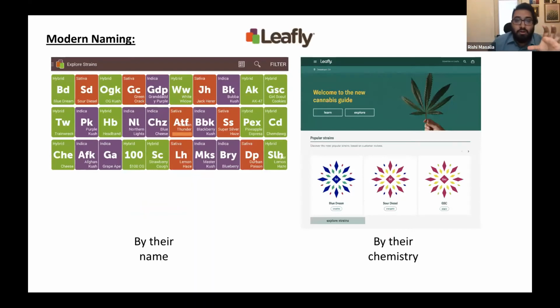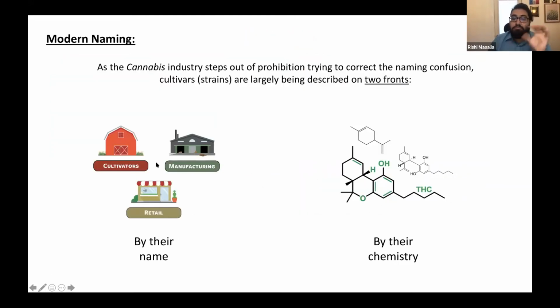Even Leafly, which is predominantly one of the major cannabis websites out there that a lot of people visit regularly, going back a slide to this: by name or by chemistry. By name is this original old school way of classifying these plants. And chemistry is this new way in which people are trying to describe plants based purely on chemistry, so the amount of CBD, THC, or terpenes found in those plants.